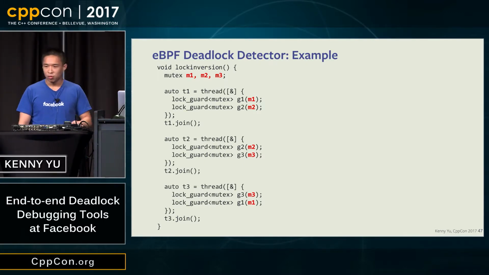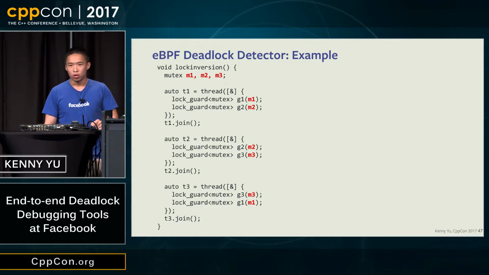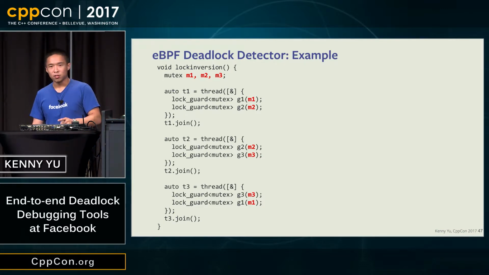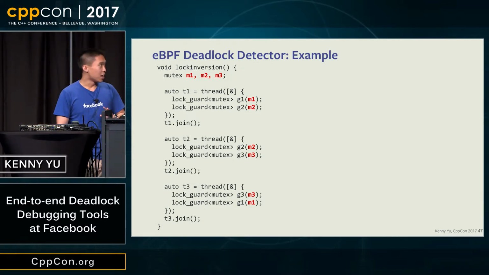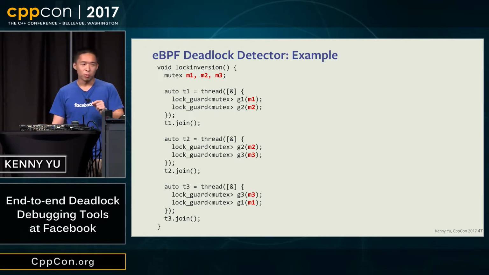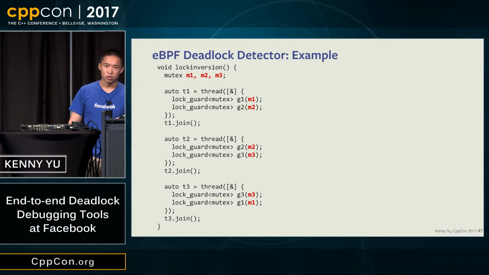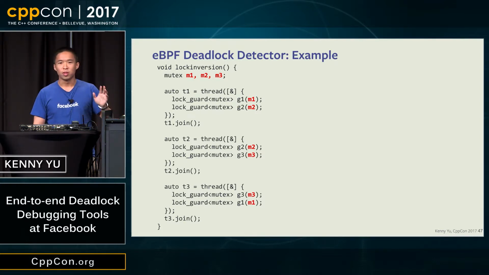Here's a small program on the left. There's 3 mutexes, 3 threads. Each thread acquires 2 mutexes, and collectively they acquire the mutexes in a cyclical order. Note that deadlock is not possible in this program because each thread is joined before the next one begins. But had we moved the join clause to the bottom of the function, then deadlock would be possible. But in this case, we still want to know that there's a lock inversion in this program.